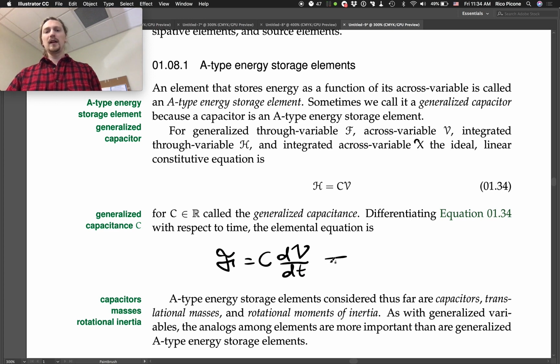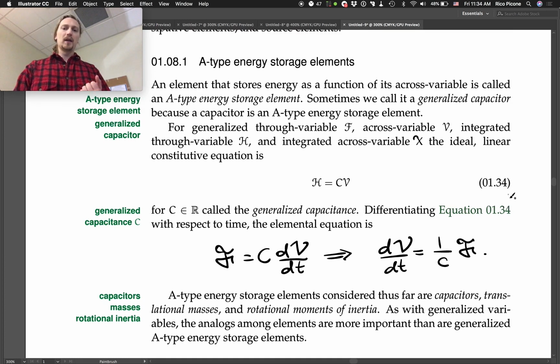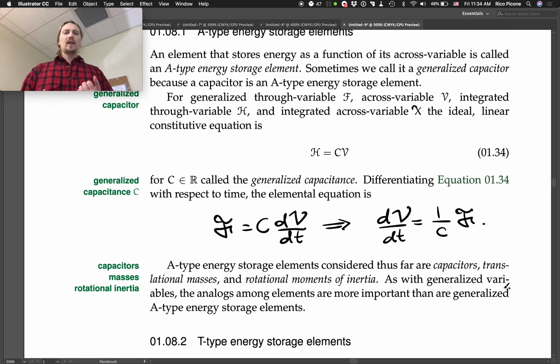And we usually like to rewrite that with the time derivative on the left-hand side for no reason that you know of yet, but we'll talk about that later, why we do this. So that is our elemental equation for an A-type energy storage element. A-type energy storage elements considered thus far are capacitors, translational masses, and rotational moments of inertia.